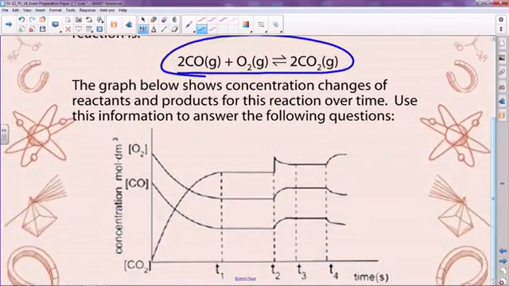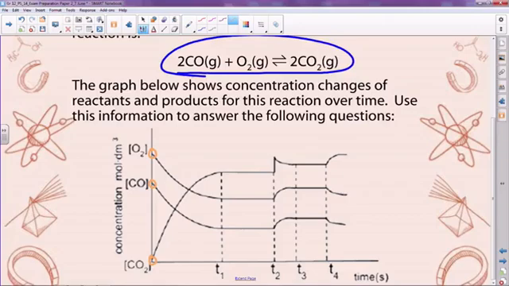So now, before you even look at the questions, the best thing you can do is work through the graph. So the first thing you go is this here, those points there, that's the start of the reaction.